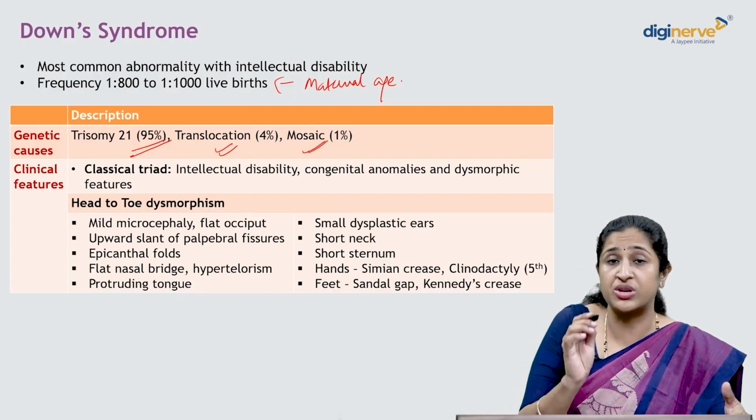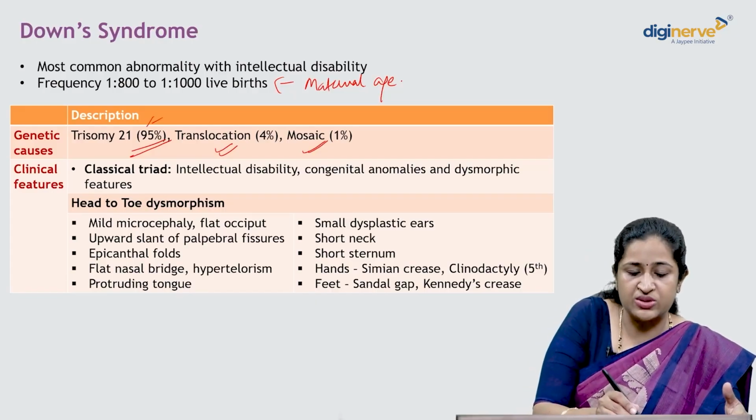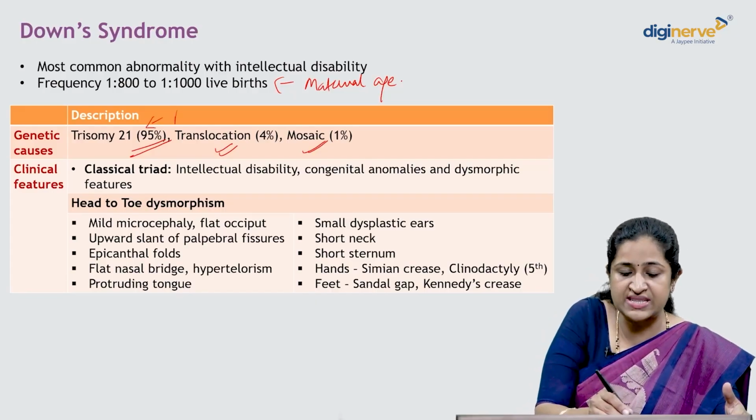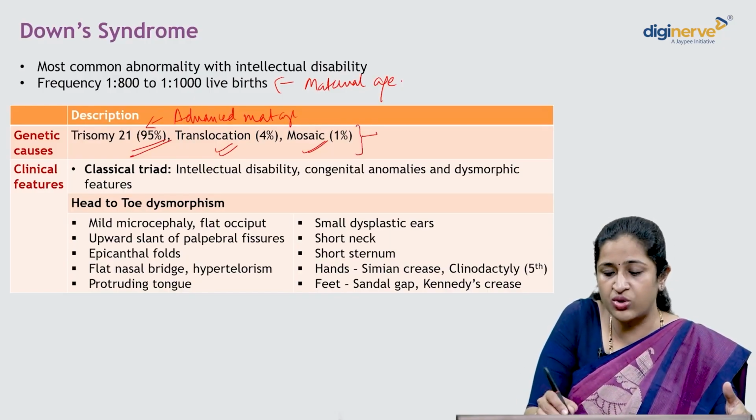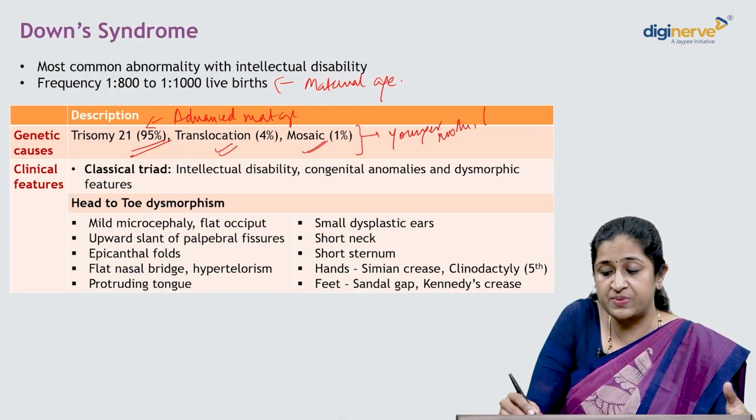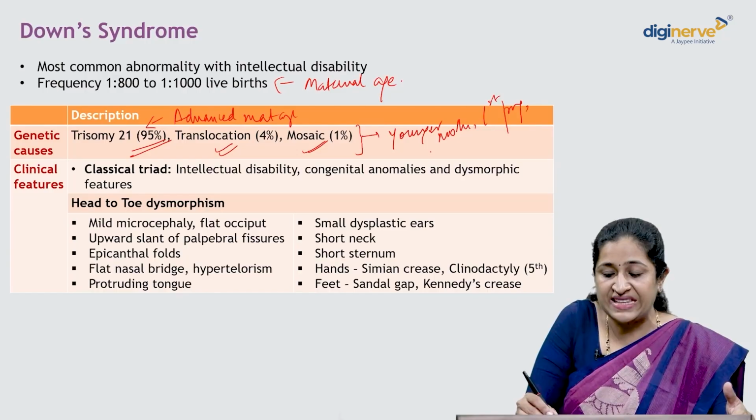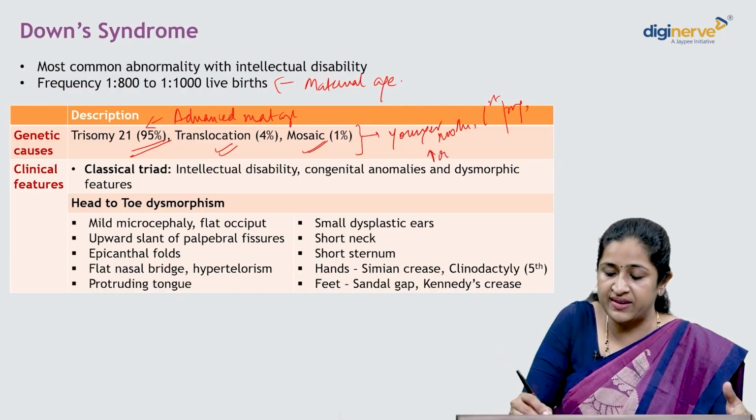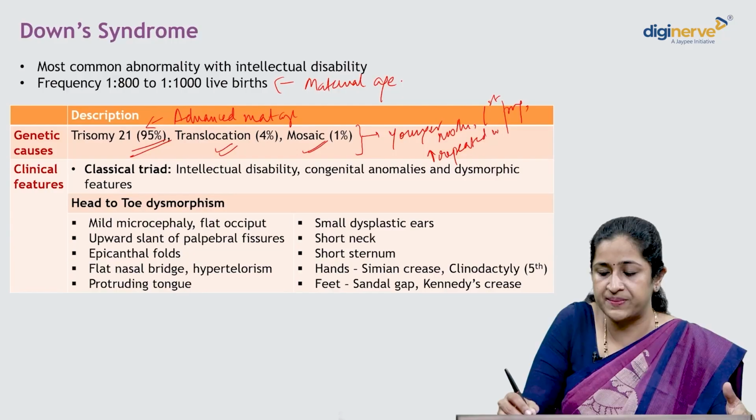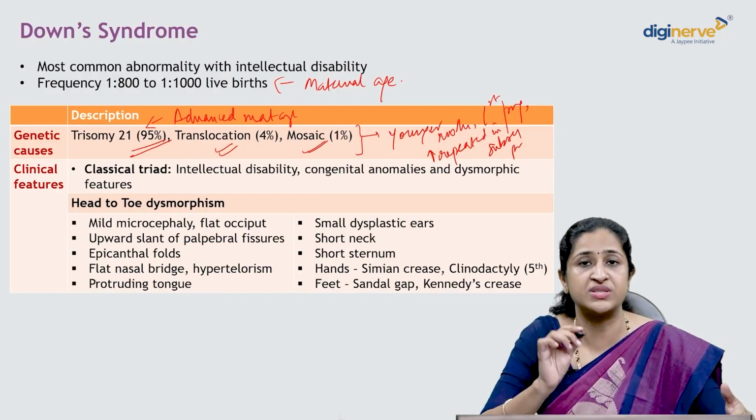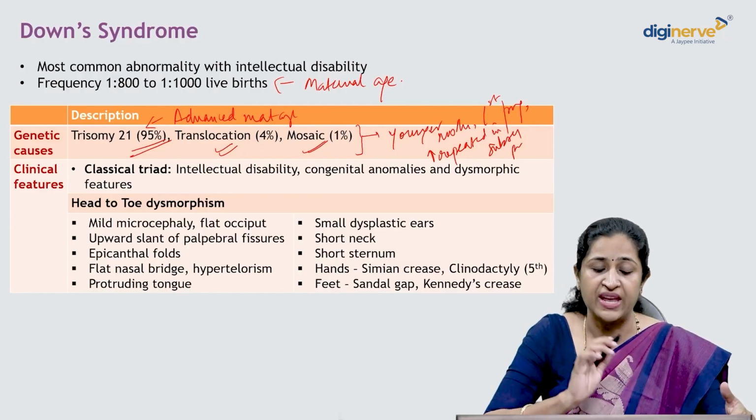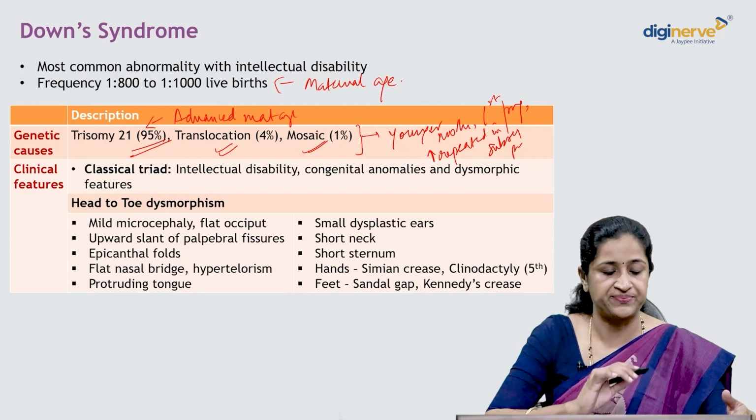But however, what is important? Why is it important that we are mentioning this? Now, this trisomy 21 is what is commonly seen in advanced maternal age. The translocation and the mosaicism, this is what we see among the younger mothers, in first pregnancies. And these are more likely to be repeated in subsequent pregnancies. That is why it is important to know what is the cause of the Down syndrome. Is it a trisomy, or is it a translocation, or a mosaic?